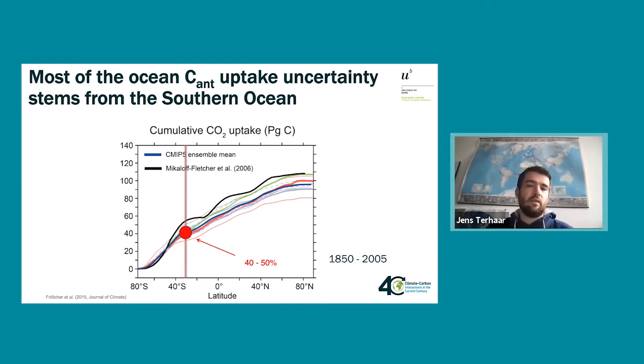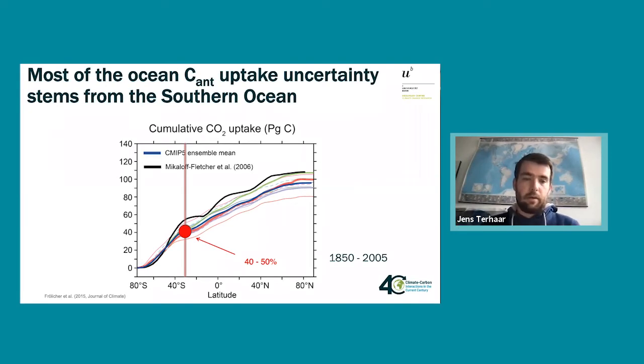We also see that the range we have at the end between the different models mainly stems from the southern part here. The lines are close to each other here, then it opens up, and then they continue fairly parallel. There's still some important uncertainty there, but a big difference in the models already comes from the Southern Ocean.